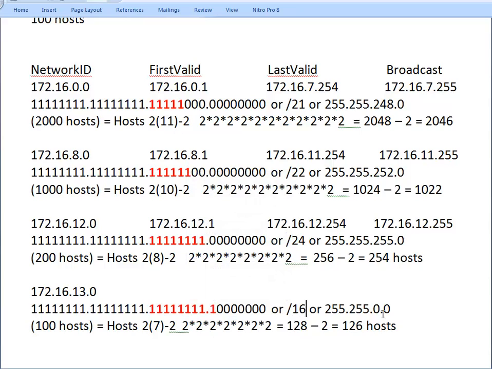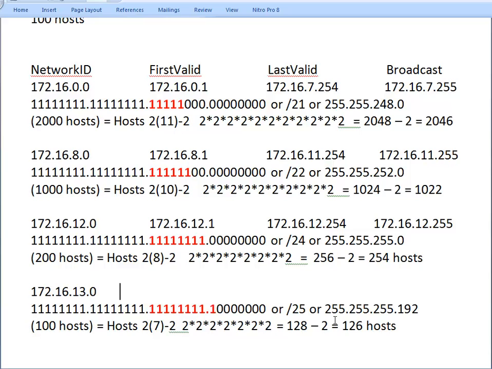Okay, this says /now. If you count up to here, it's 16. So 17, 18, 19, 20, 21, 22, 23, 24, 25. So /25. I can say /25 or 255.255.255.128.